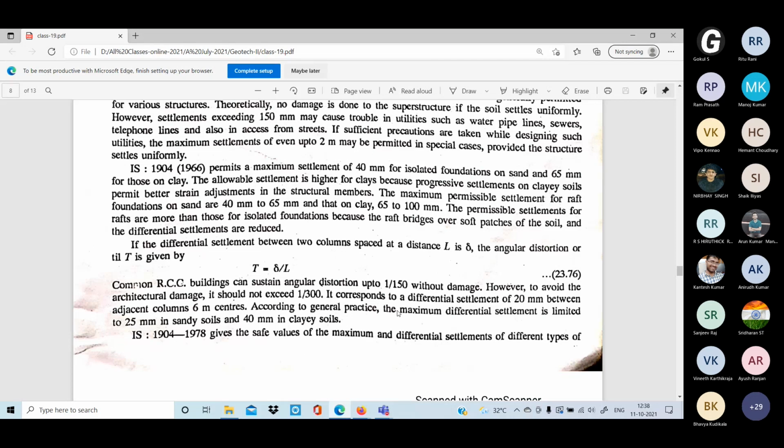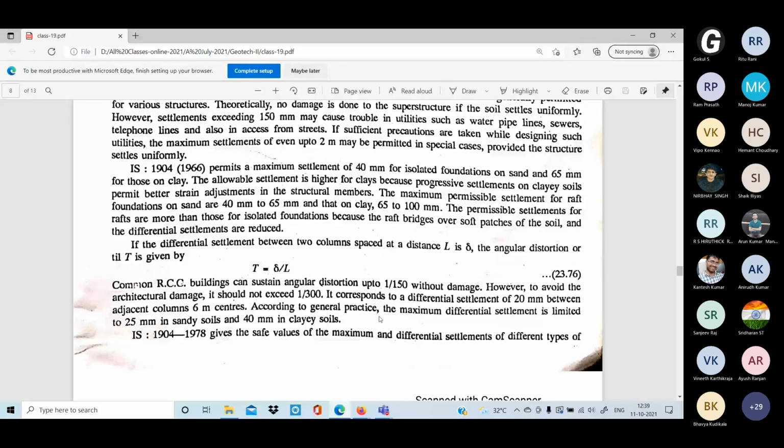Now, finally, when you come to the conclusion about allowable settlement, for general practice, differential settlement is limited to 25 mm in sandy soil and 40 mm in clay soil. Remember that, forget about other things. Generally, differential settlement is 25 mm for sandy soil and 40 mm for clay soil.